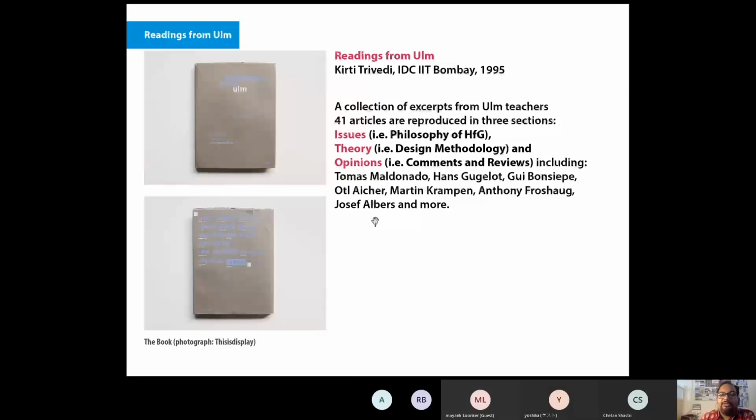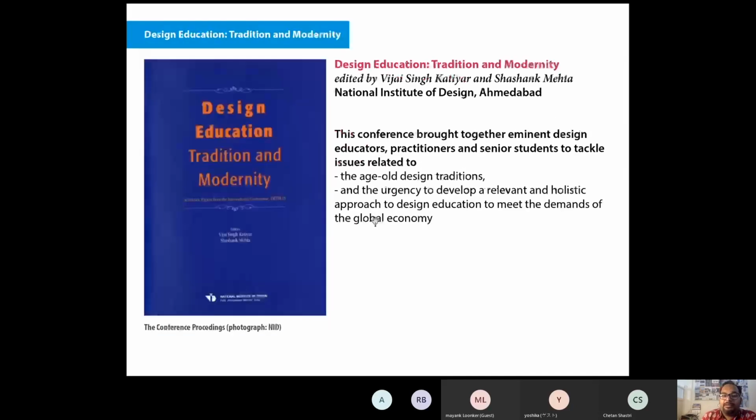Some of the documents which I have labeled in the IDC library are readings for Ulm, and it reflects and also forwards how IDC has been faring on those ideas, issues, theories, and opinions. There was another conference which happened in 2003, 2005, I think. Yes, 2005. And this conference brought together eminent design educators and practitioners to think about tradition and also modernity. So now there's a sense of loss of traditions, and so the academia started thinking about how we can bring back that tradition and how we can cope with modernity.